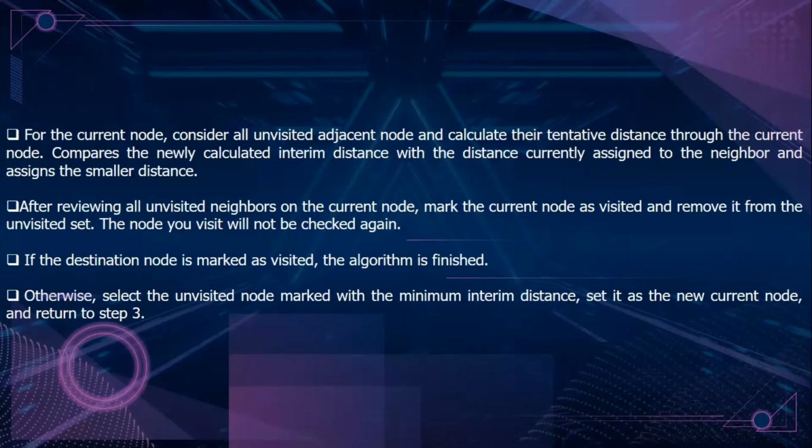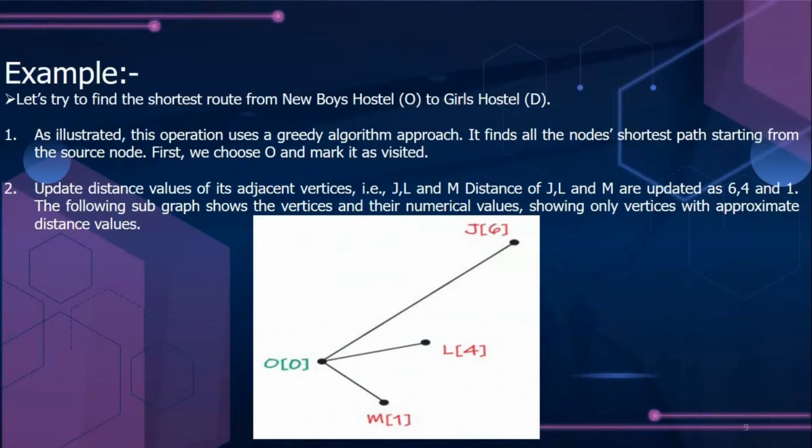Example. Let's try to find the shortest route from new boys hostel, O, to girls hostel, D. Step 1. As illustrated, this operation uses a greedy algorithm approach. It finds all the nodes' shortest path starting from the source node. First, we choose O and mark it as visited. Step 2. Update distance values of its adjacent vertices, for example, J, L and M. Distances of J, L and M were updated as 6, 4, and 1. The following subgraph shows the vertices and their numerical values, showing only vertices with approximate distance values.